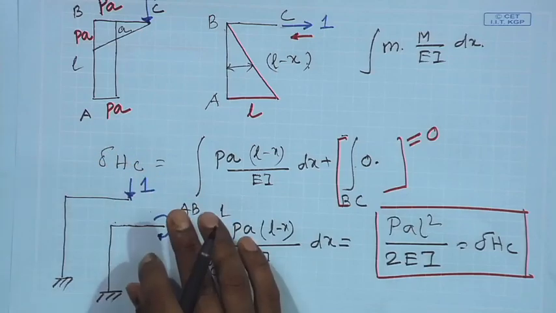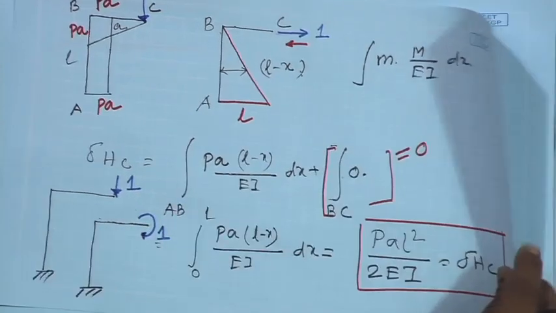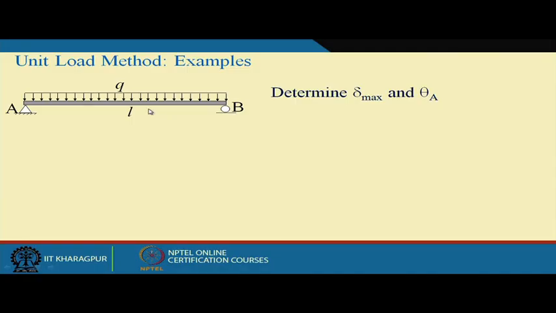Now, the next example is a simply supported beam, which is subjected to uniformly distributed load, and we want to find out what is the delta max and theta A, means what is the rotation at A, and what will be delta max. Since it is symmetric, we know the delta max will be at the mid span. So, essentially in this problem, we have to find out the rotation at A and the downward transverse deflection at the mid span. So, this is the problem.